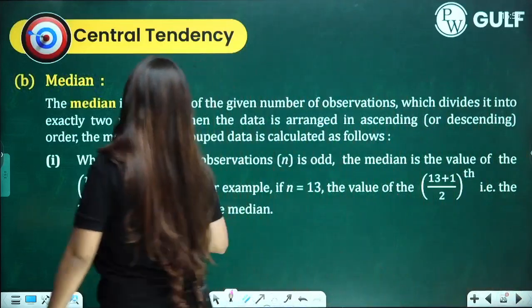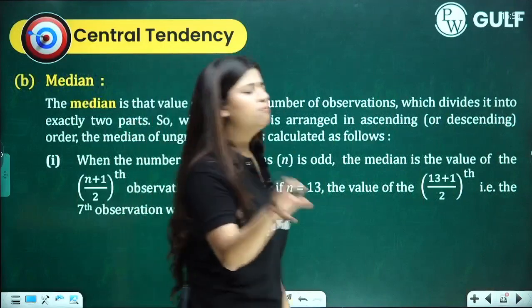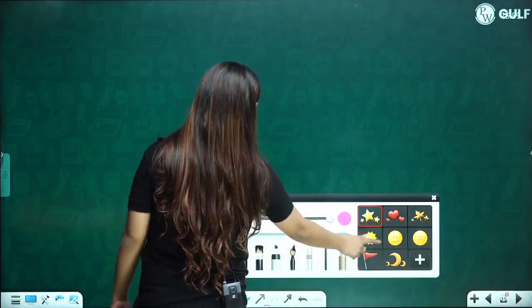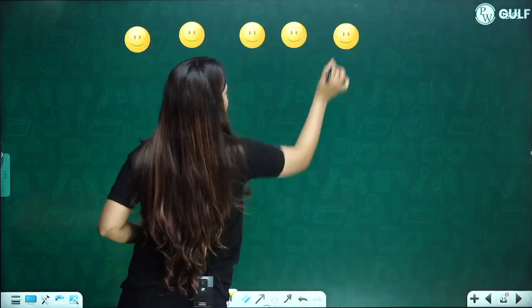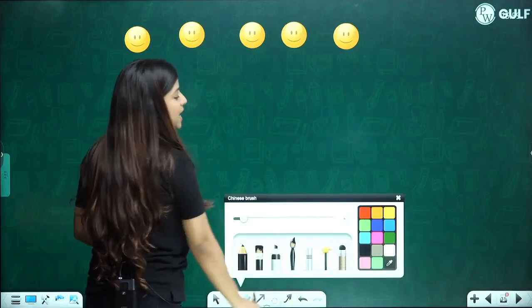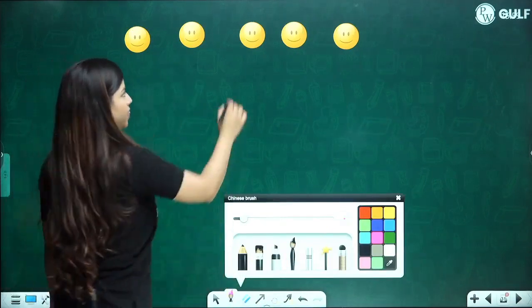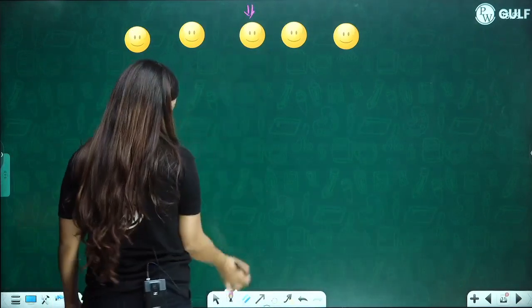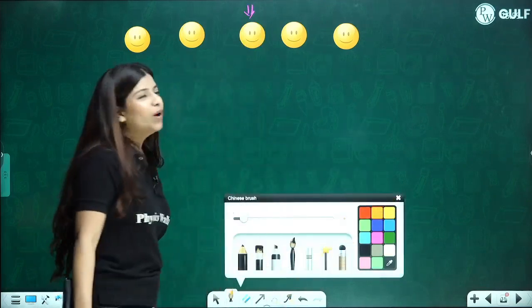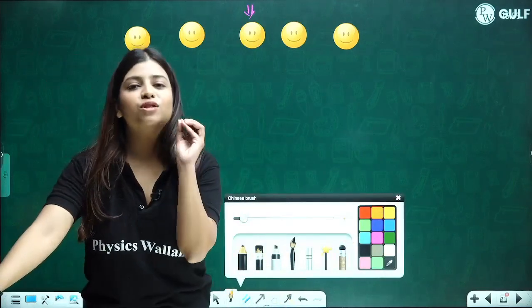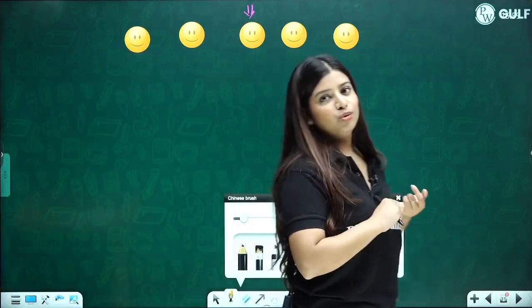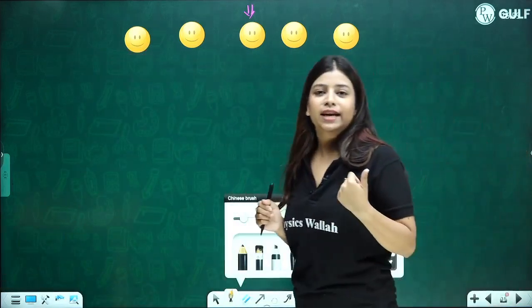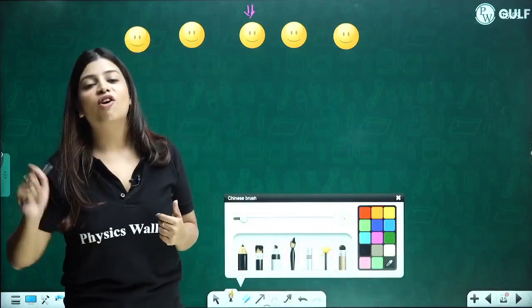Now what is median, students? Median means the middlemost value. For example, we have 5 students. If I asked you to find out the middle one, that means this observation, right? So basically what is median? The middlemost observation. For median, students, it is very important for you to know that you first arrange the data in either the ascending order or the descending order.